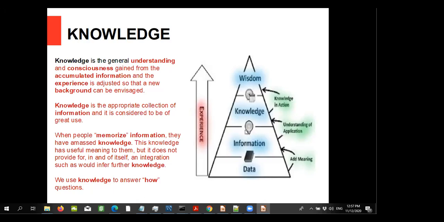All right. So knowledge is the appropriate collection of information and it is considered to be of great use. When people memorize information, they amass knowledge. When we are taught in school, we amass knowledge. This knowledge has useful meaning to them, but it does not provide, in and of itself, integrations that would infer further knowledge. So the knowledge you absorb right now doesn't mean that it's enough to infer new knowledge. It might not even be useful to the previous knowledge you have in your mind. But maybe the information you get tomorrow might be useful to that and be used to infer new knowledge. That's the whole idea.